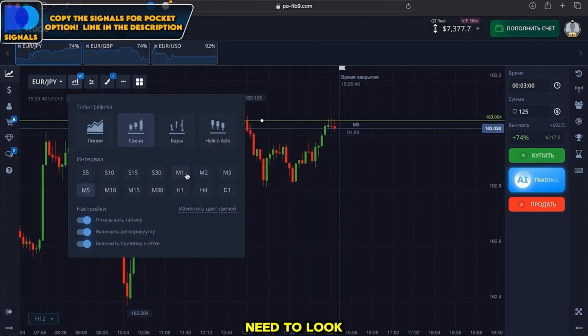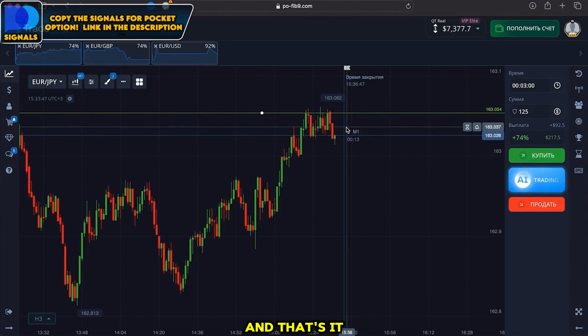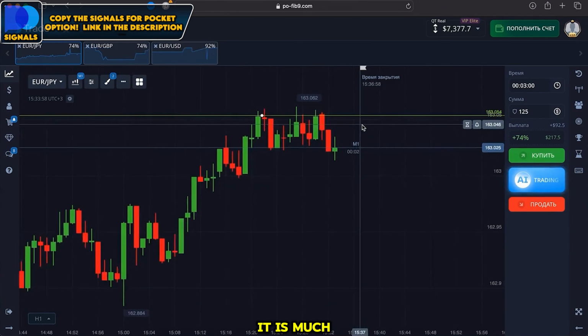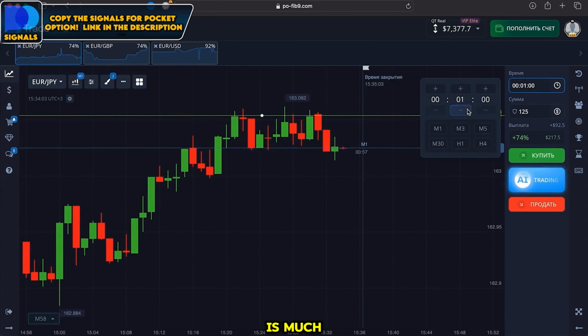Therefore, you just need to look for moments here, finding these positions when to open. And that's it, nothing difficult, because trading on non-tested pairs with such volatility is only done this way. I do not recommend trading on tested pairs. It's better to stick to non-tested pairs. It is much better and more pleasant to make a profit here because the analysis is much easier to do than on some tested pairs.